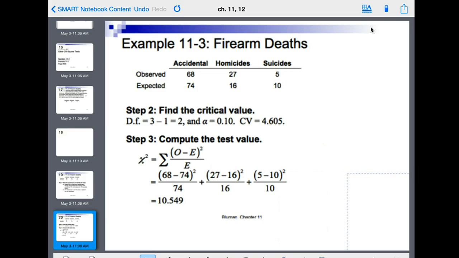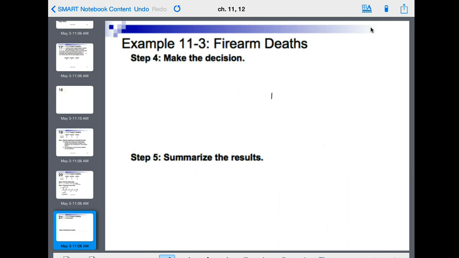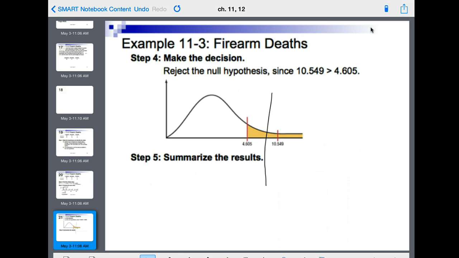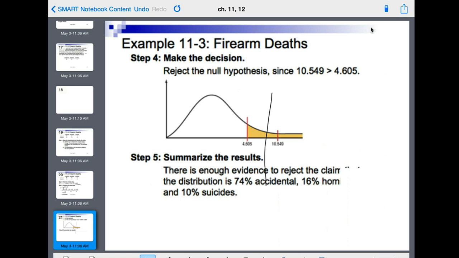Now our test value: 68 minus 74 squared divided by 74, 27 minus 16 squared divided by 16, 5 minus 10 squared divided by 10. So you keep finding the differences. Are the differences high enough? Notice on this one, our test value was 10.59. Our critical value is 4.605. So if we're testing here, our test value is inside the rejection region. So there is enough evidence to reject the claim that the distribution is 74, 16, and 10. So therefore it's not 74. There is enough evidence to reject that claim.